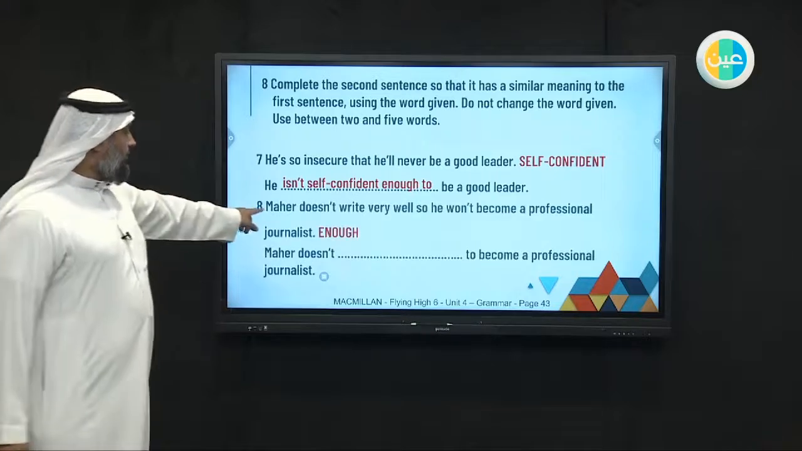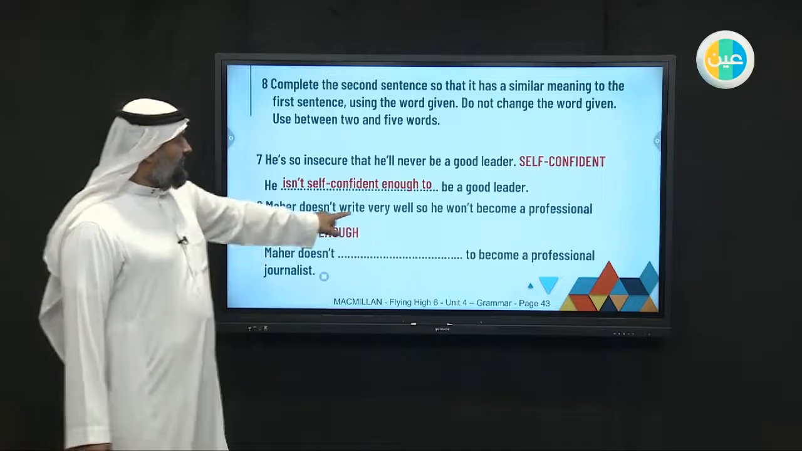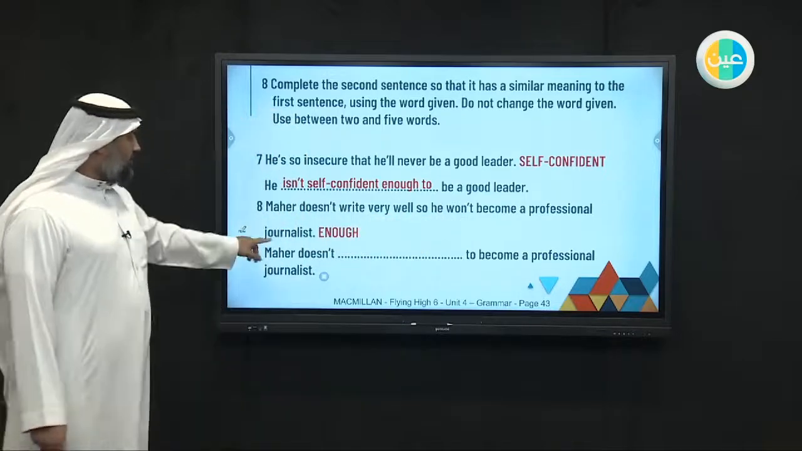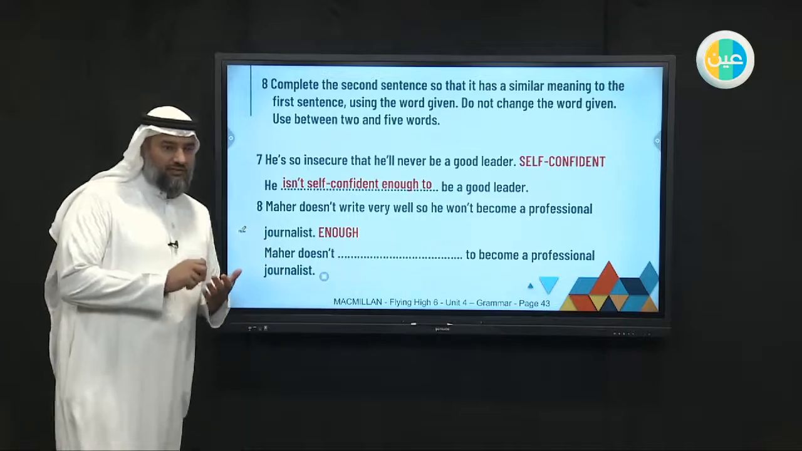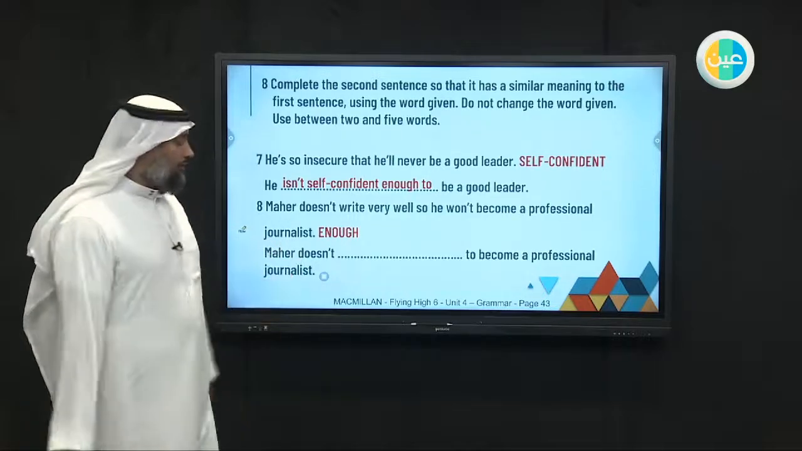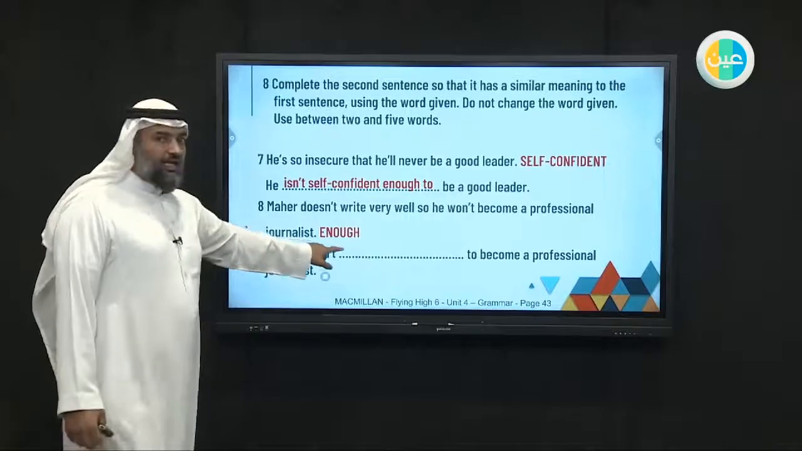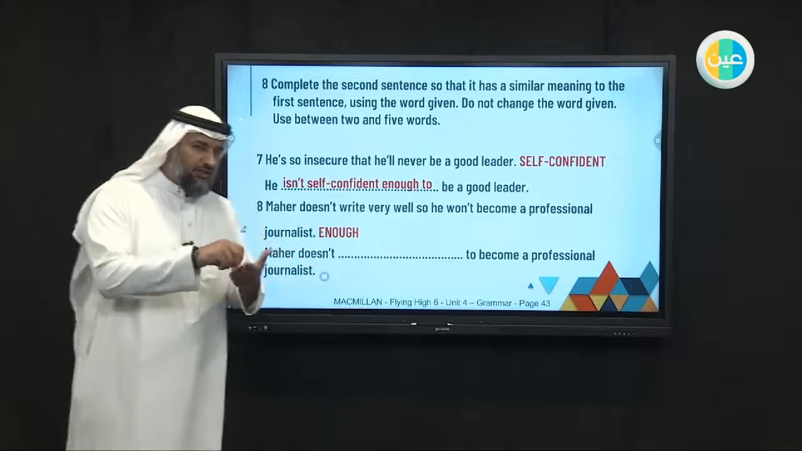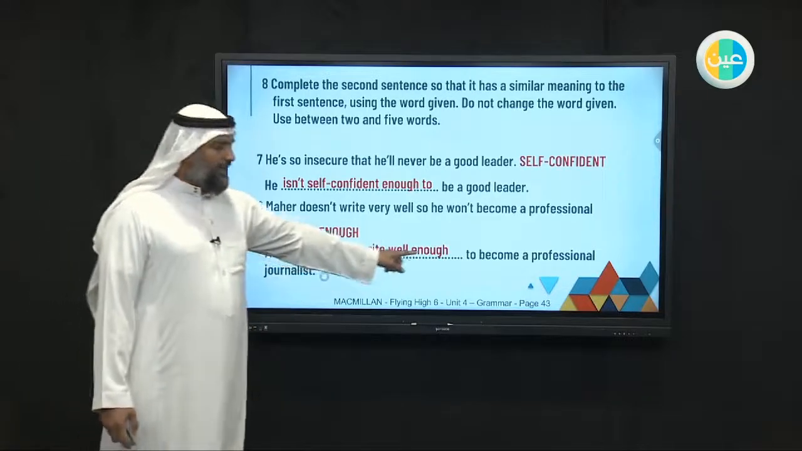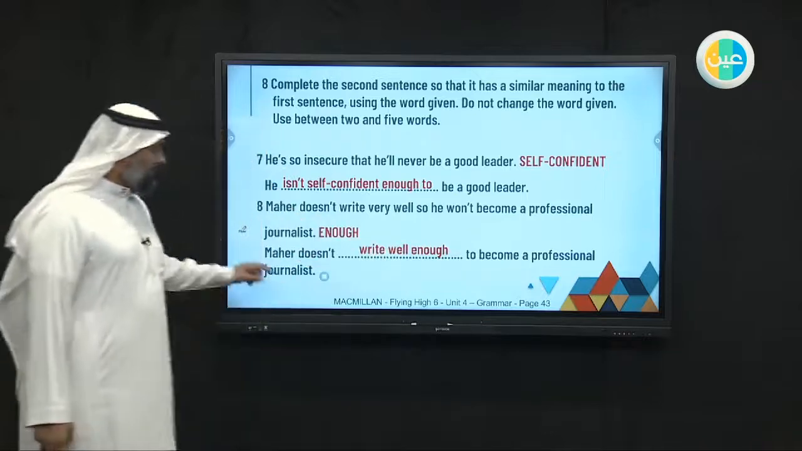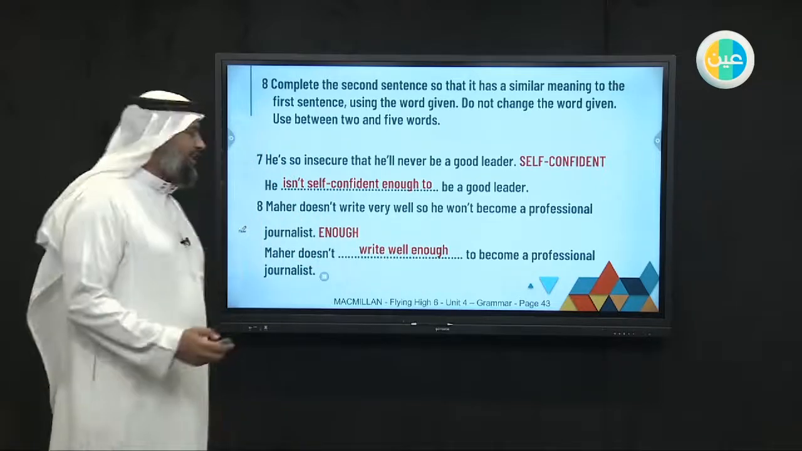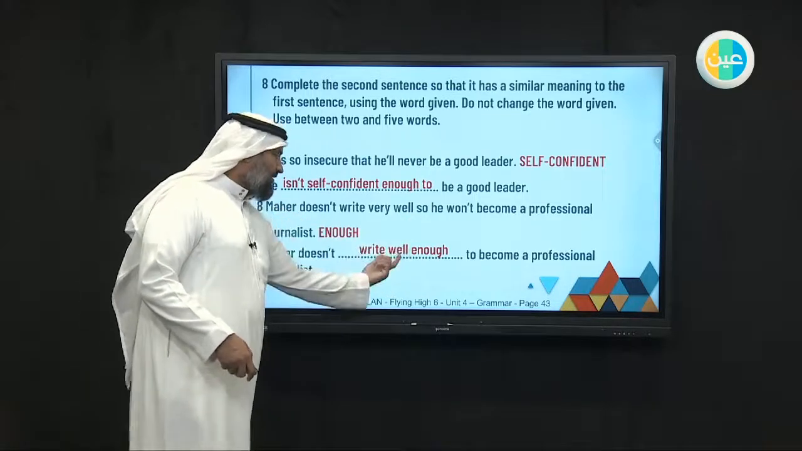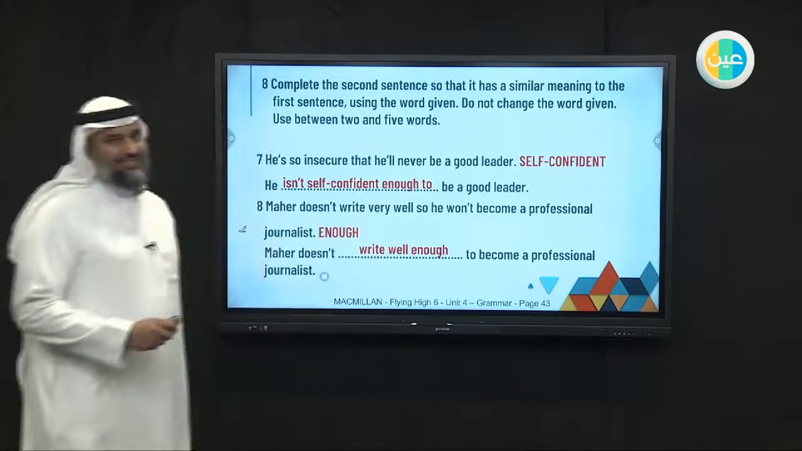Number 8. Maher doesn't write very well, so he won't become a professional journalist. Journalist means someone who writes for a journal or for a magazine or for a newspaper. Enough, the word enough. He's talking about writing: he doesn't write well enough to become a professional journalist. Now he used enough at the back because it comes after well. It's an adjective or an adverb, sorry.